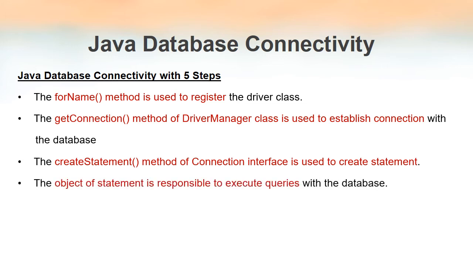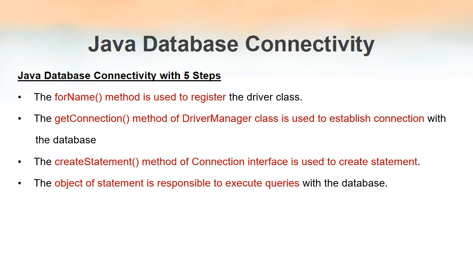And the object of statement that we have created just now is responsible to execute queries with the database. So in the third step, we have created a statement. We have to get the object of that statement. It is that object that is responsible to execute the query. Now, how to execute the queries? That is what we are going to see next. Okay, that's the fourth step, isn't it? Execute the query. So how to do that?